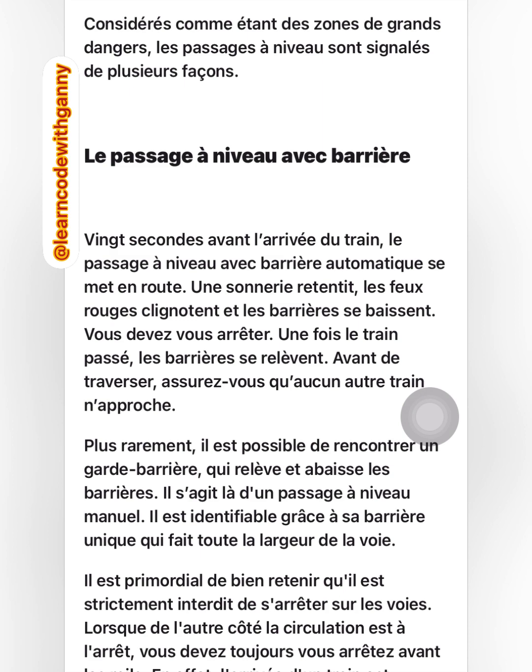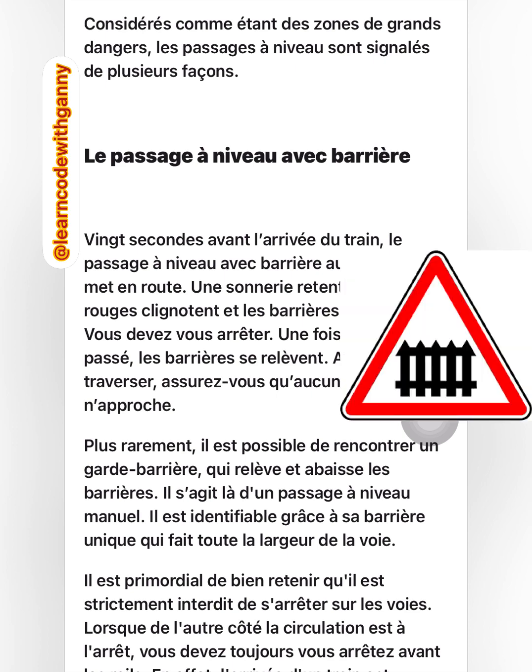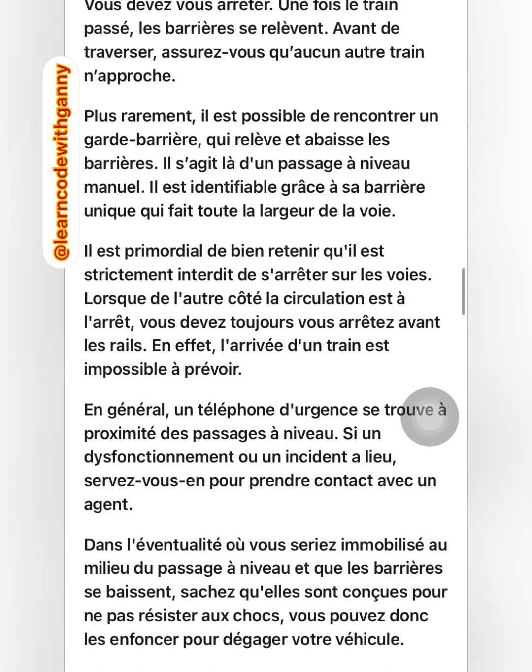More rarely, it is possible to meet a barrier guard who raises and lowers the barrier. This is a manual level crossing. It is identifiable thanks to its unique barrier, that covers the entire width of the track. It is essential to remember that it is strictly forbidden to stop on the track. Another warning: when traffic is at a standstill on the other side, you must always stop before the rail. Indeed, the arrival of a train is impossible to predict.